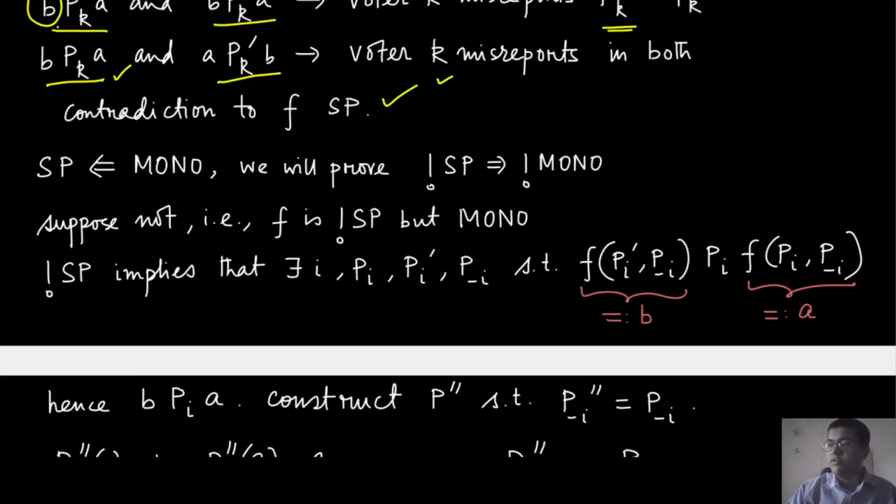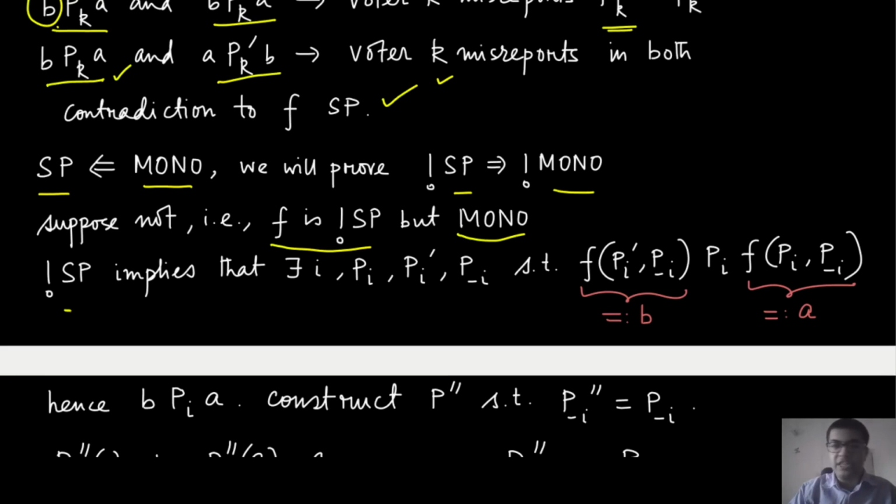Now let us focus on the reverse direction. That is, we will prove that if F is monotone, then it must be strategy proof. The way we will prove it is by the negation of it. That is, if a social choice function is not strategy proof, then it will not be monotone either. So let us first assume that F is not strategy proof, and if on top of that we assume that F is monotone, then we will end up in a contradiction. So let us look at how this contradiction works.